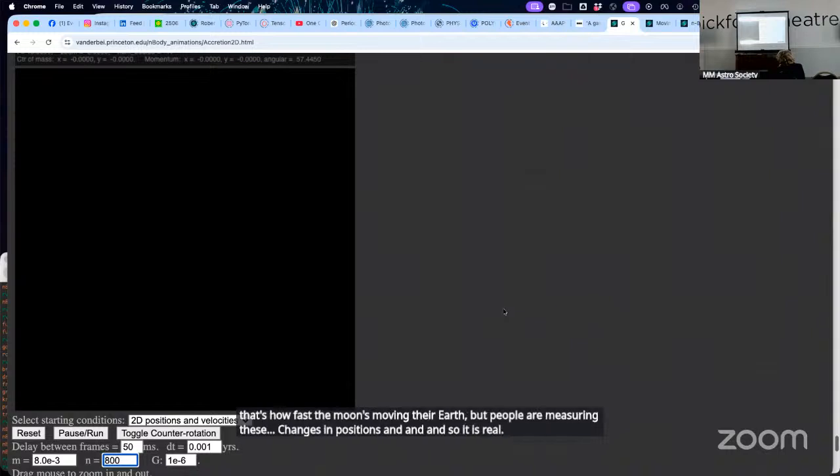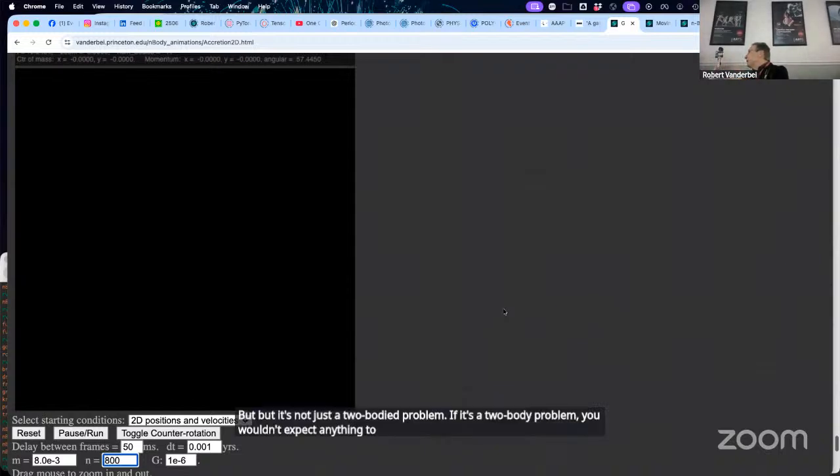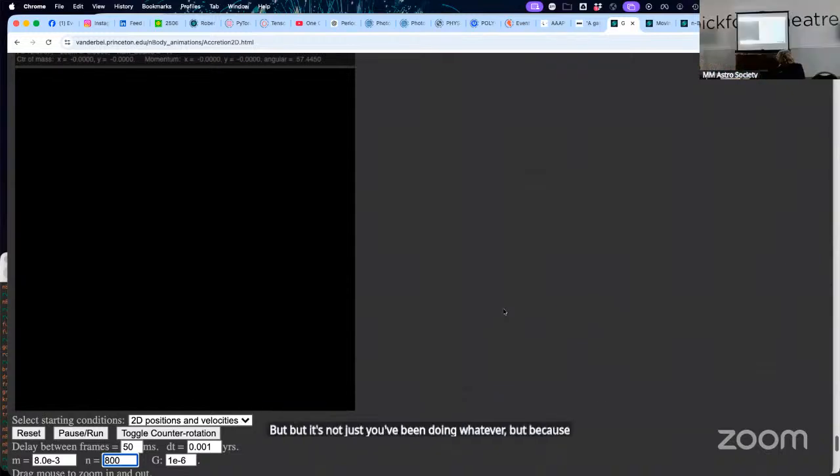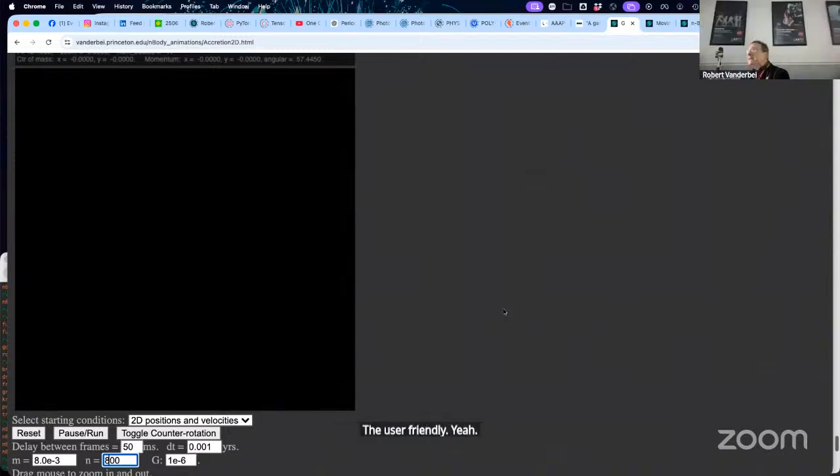But understanding the physics of what caused this is a bit of a challenge, I think. It's not just a two-body problem. If it's a two-body problem, you wouldn't expect anything to change. You just keep doing it. But because it's more than two bodies, things are affecting things. Yep. Thank you very much. You're welcome.